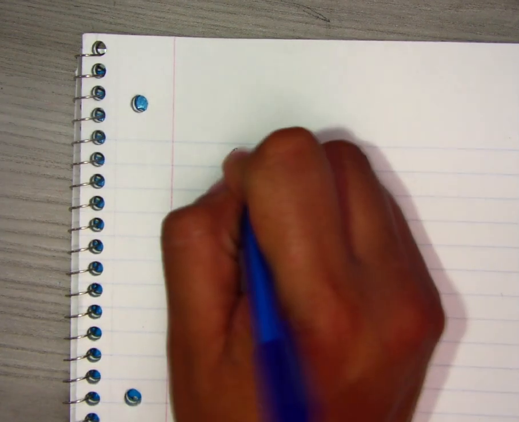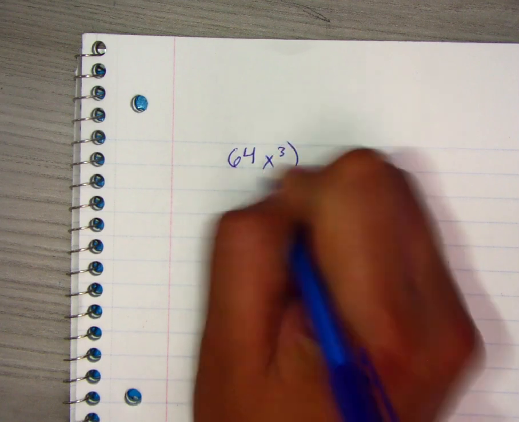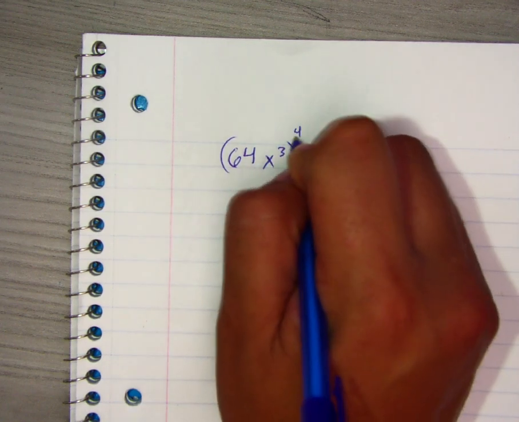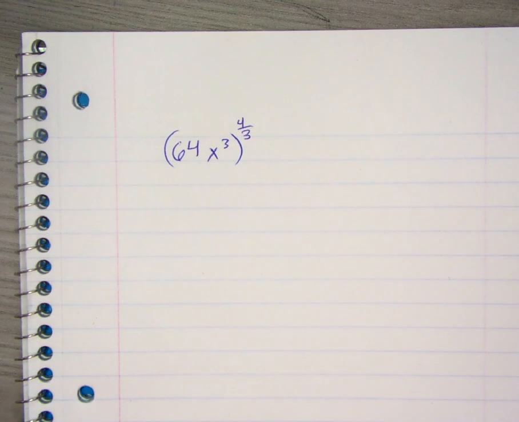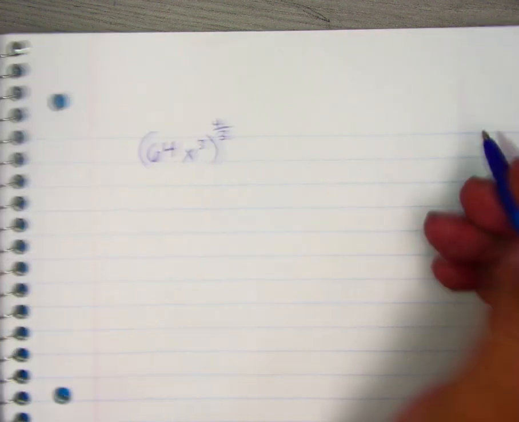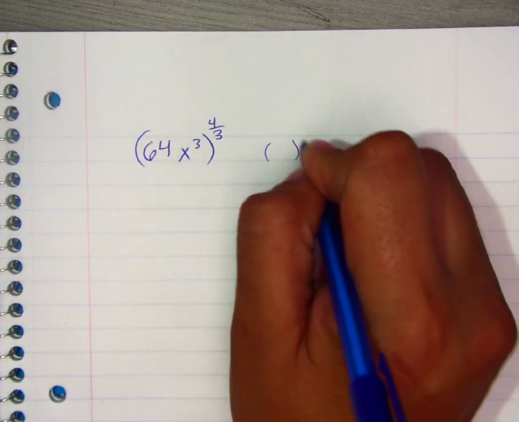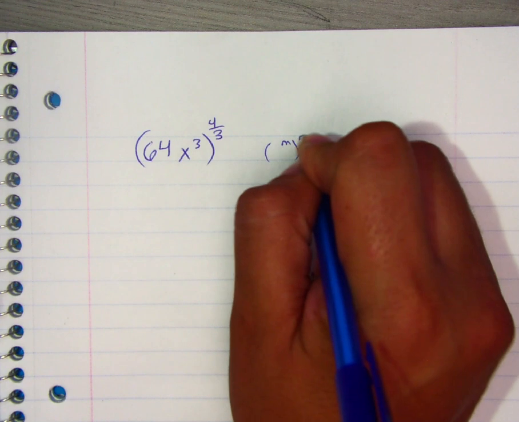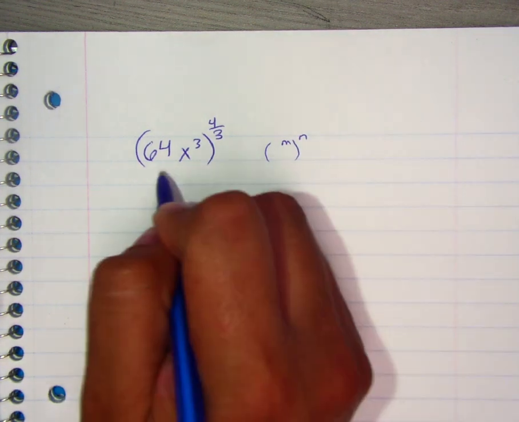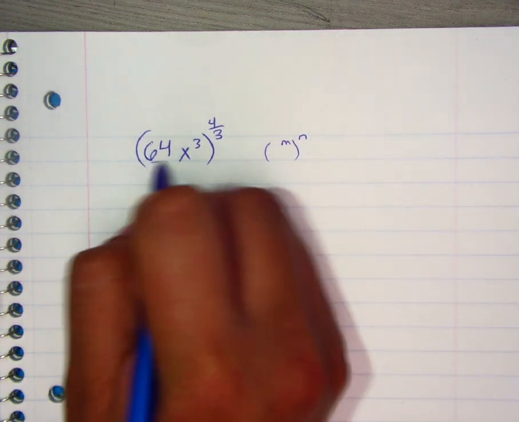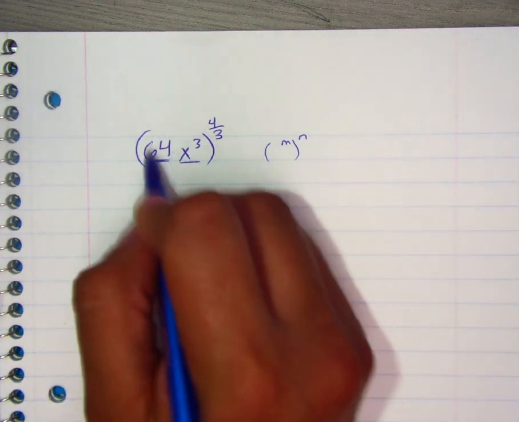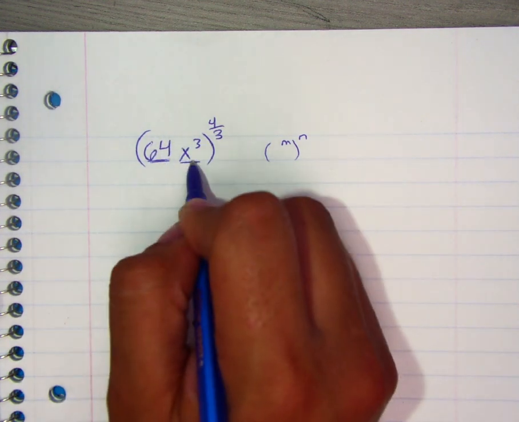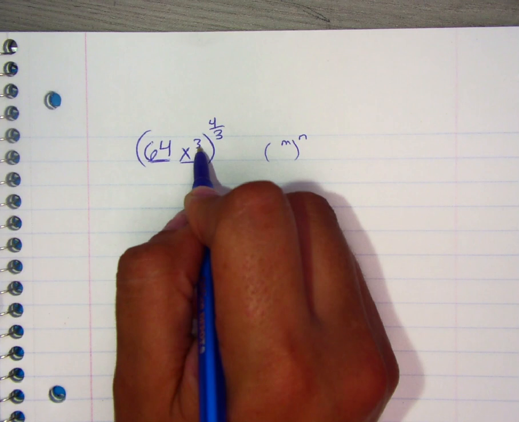So the first problem here is 64x to the third, and 4/3 is your exponent. One of the ways to start is by applying the power to a power rule, so if there's an exponent raised to another exponent. What this means is that we need to look at this as separate parts of an expression. You have the number as a coefficient, and then you have the variable attached to that exponent right there.